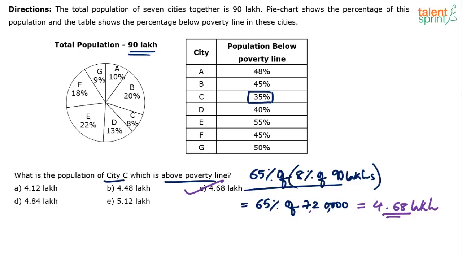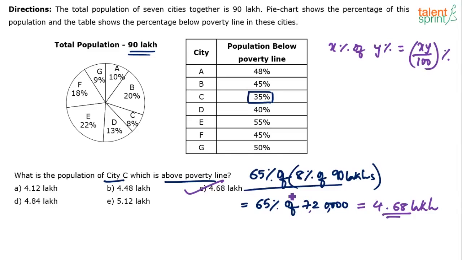Or you can also do it this way, 65% of 8%. We have discussed this, right? X% of Y% is equal to XY by 100%. I mean, if you don't want to deal with two percentages. So 65% of 8% can be taken as 65 into 8 by 100. What is 65 into 8? 480 plus 40, 520. 520 by 100, 5.2%.